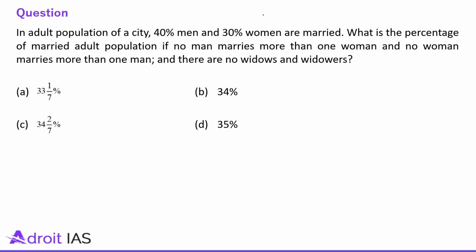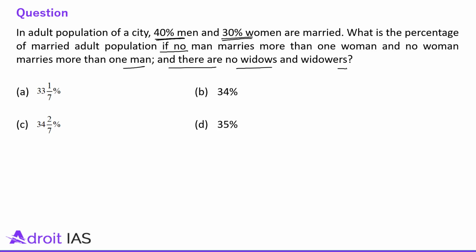This question says, in the adult population of a city, 40% men and 35% women are married. What is the percentage of married adult population if no man marries more than one woman and no woman marries more than one man? And there are no widows and widowers.